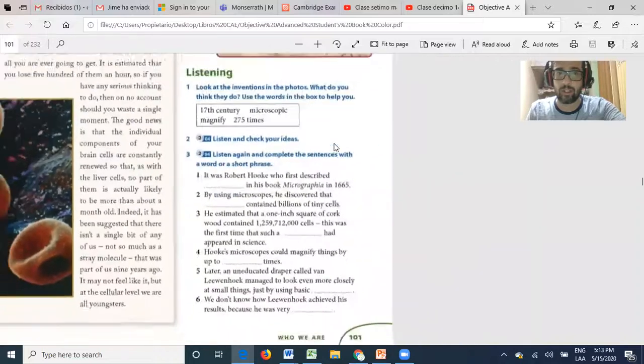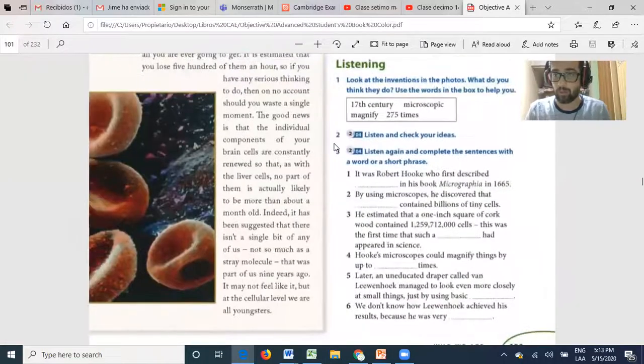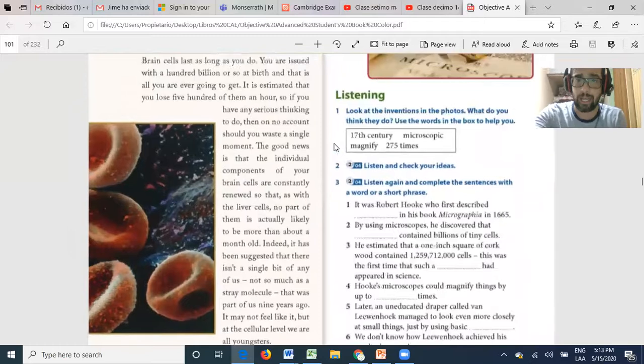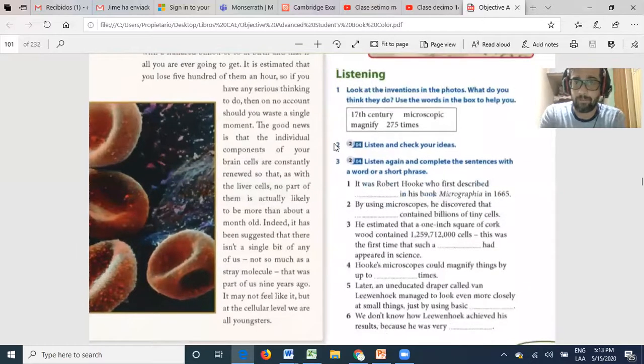Then you're going to find a listening part over here in your platform. You're going to see track 2 of unit 16. So it's going to be very important for you to see it. And it says here, look at the inventions in the photos. What do you think they do? Use the words in the box to help you.